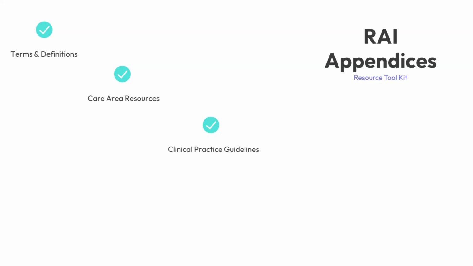Lastly, we'll review an incredibly useful but often underutilized section of the RAI Manual, the appendices. Here you will find a dictionary of terms and definitions. Care area resources, such as additional assessment tools to help further evaluate care area triggers. A list of general clinical practice guidelines and tools that may be useful in completing the RAI or CAA process. Section-specific worksheets that provide detailed instructions and can be used to help guide your assessment as you perform it. And lastly, a complete list of web page links where you can find the references used throughout the manual directly from the source.